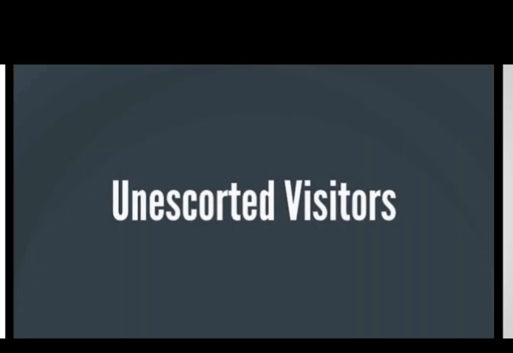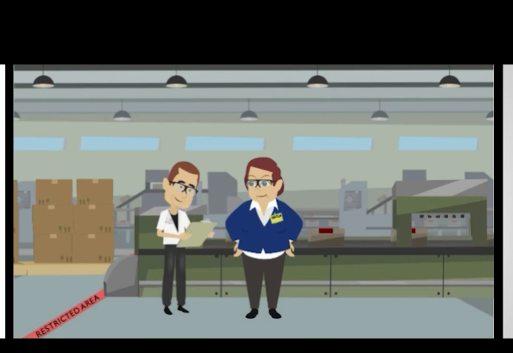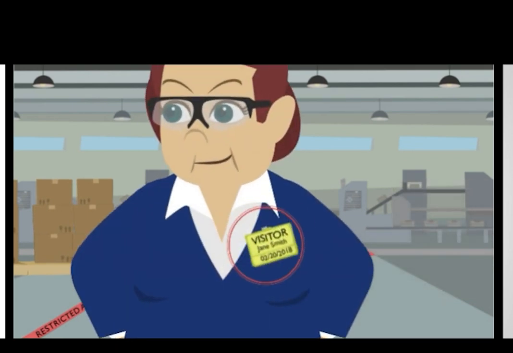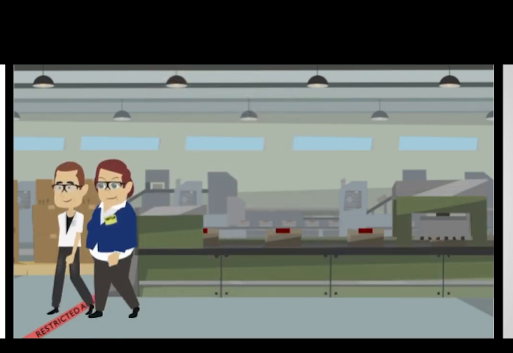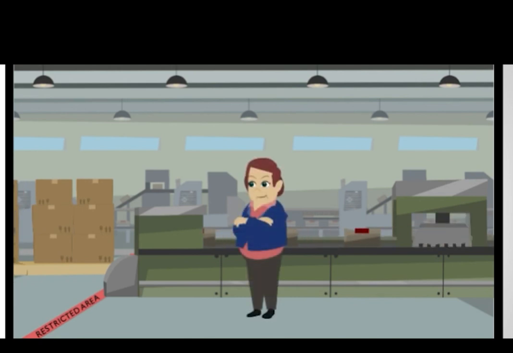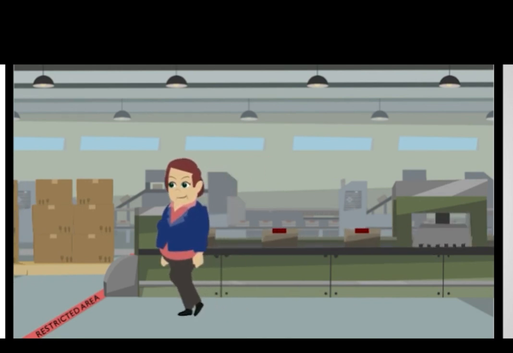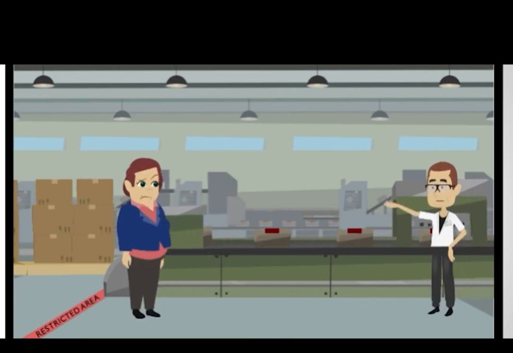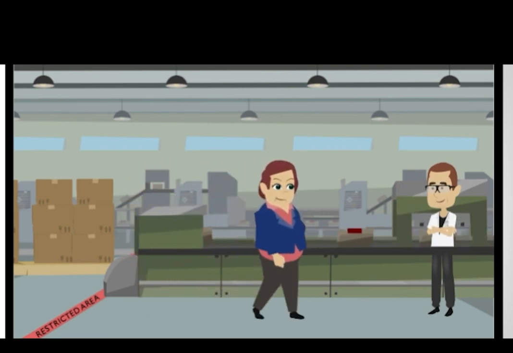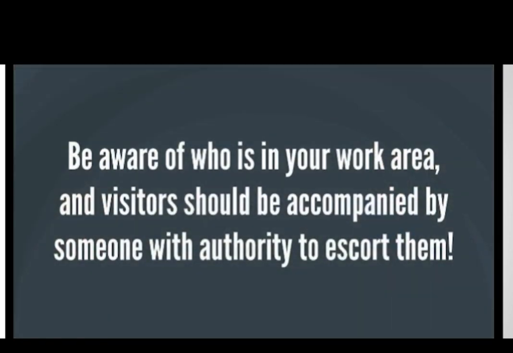Unescorted visitors. In many facilities, visitors require escorts and often have some type of visitor identification. An unescorted visitor without identification may wander into restricted areas and could gain access to adulterate food. You should be aware of who is in your work area, and visitors should be accompanied by someone with authority to escort them.